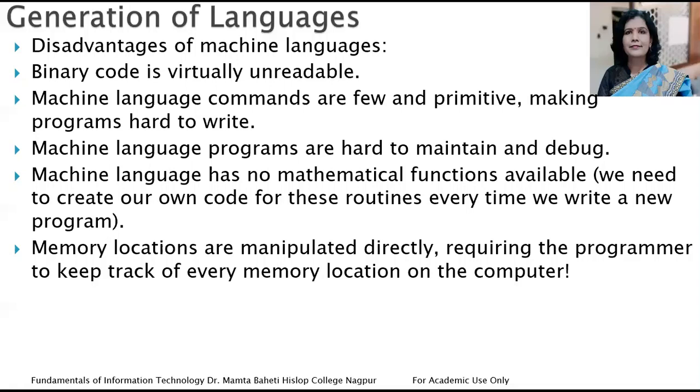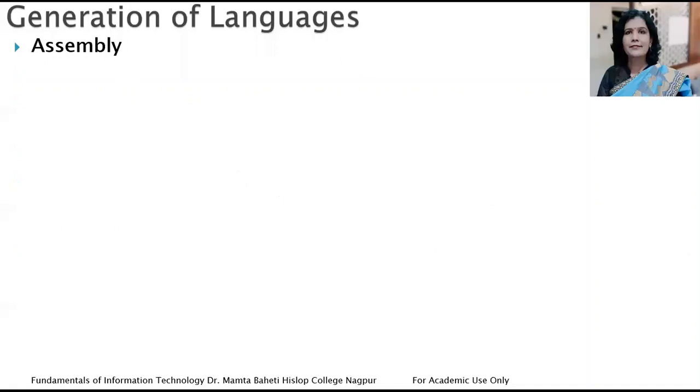Finding where the mistake happened in the combination of zeros and ones takes a lot of time. They don't have any mathematical functions, so everything you have to write in the form of zeros and ones. They can be directly manipulated, so we should be very careful with respect to each memory location on the computer. So it is not feasible for a person. So next evolved assembly language.